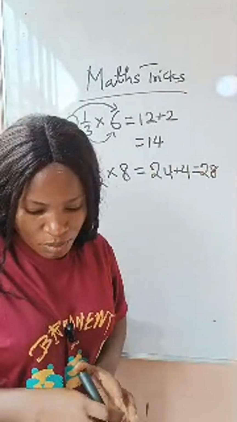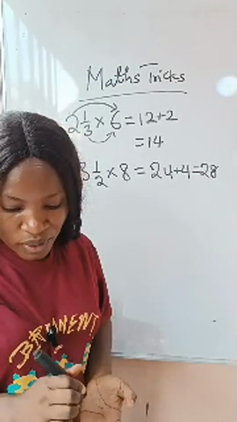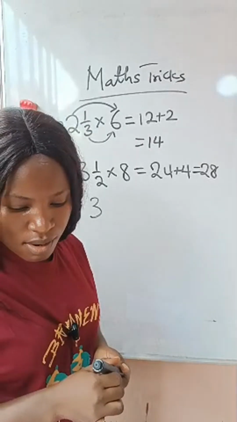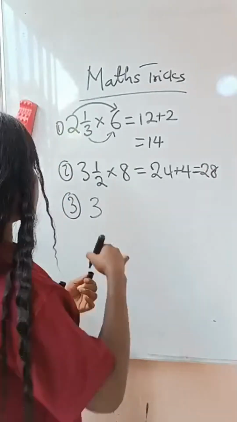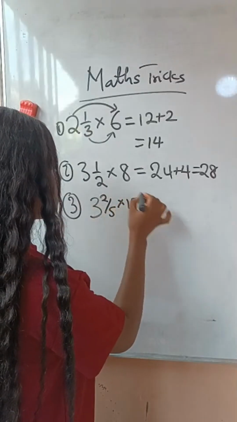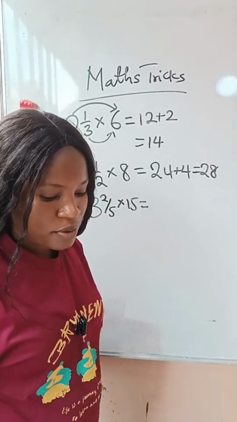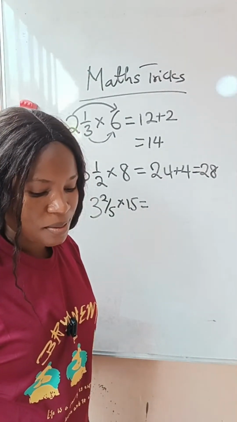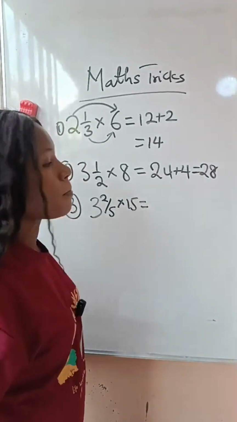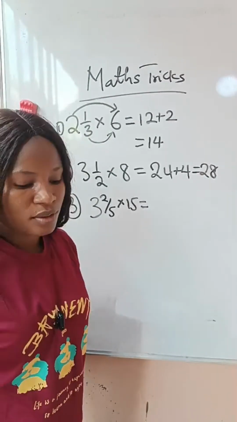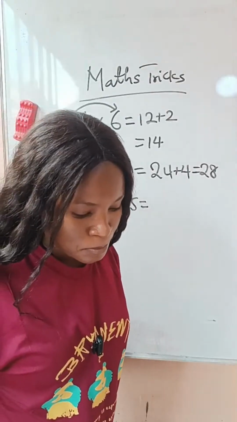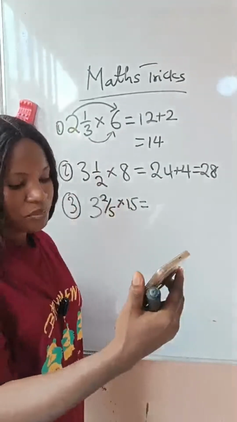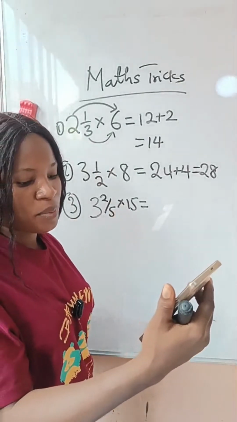Now, what if we have 3 whole number 2/5 multiplied by 15? Let me get your answer fast. Without your calculator, can you tell me what the answer is? Okay, PK says it's 18. I have 50. I have 48. Samke says it's 50. Pompoko says it's 48.